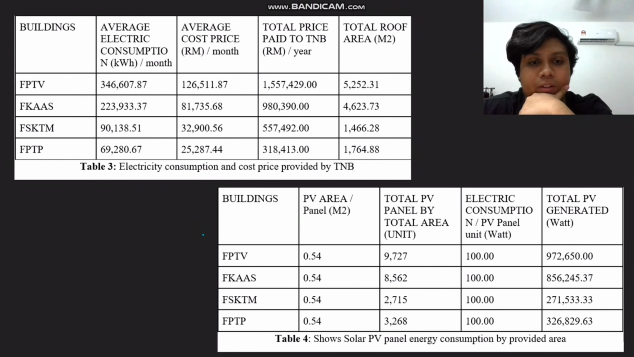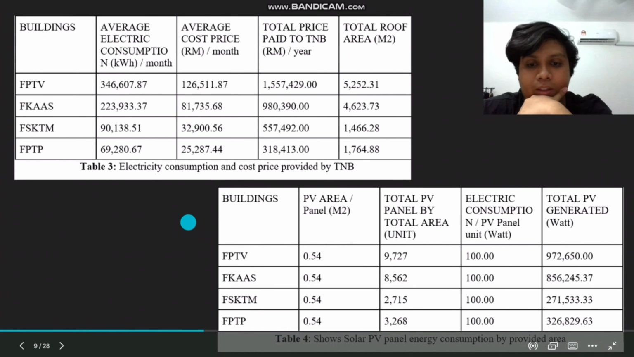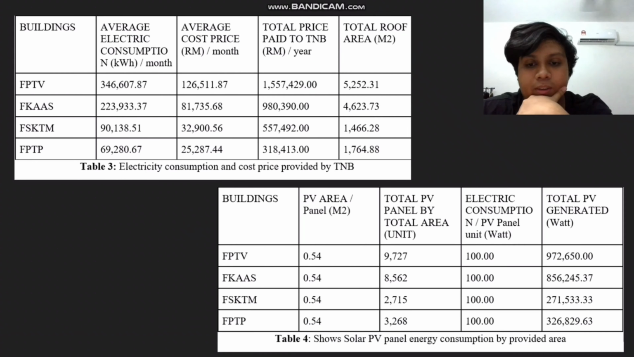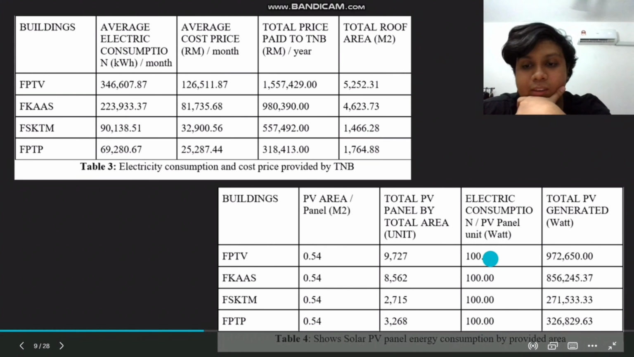And table 4, the same buildings. Table 4 shows solar PV panel energy consumption by provided area. The PV panel area, the total PV panel by total area unit, electric consumption, and total PV generated. As you can see, the PV panel area in m2, they are all the same numbers, and the electric consumption PV panel unit also has the same numbers, which is 100. Okay, that's all from me.